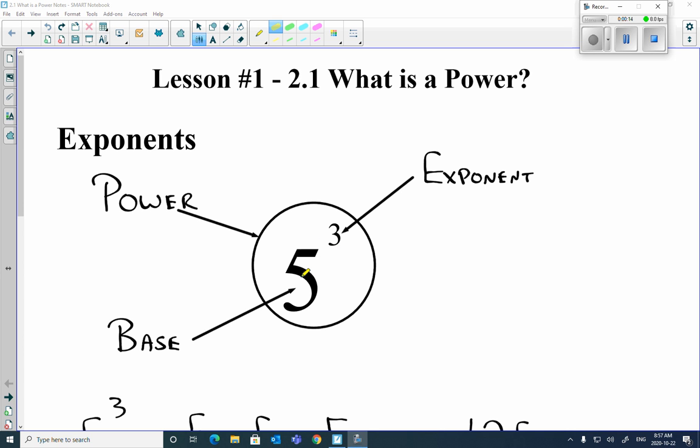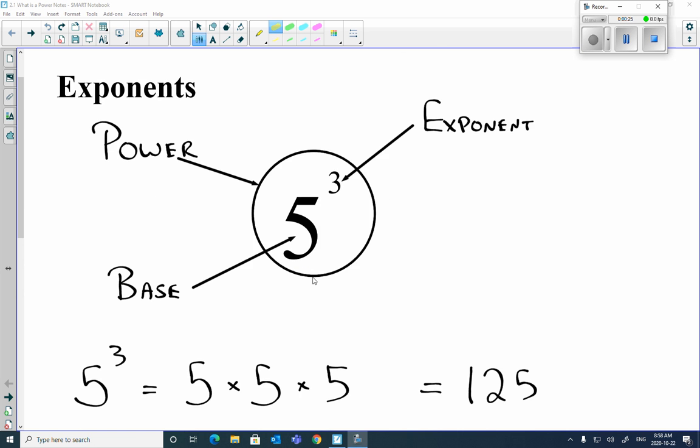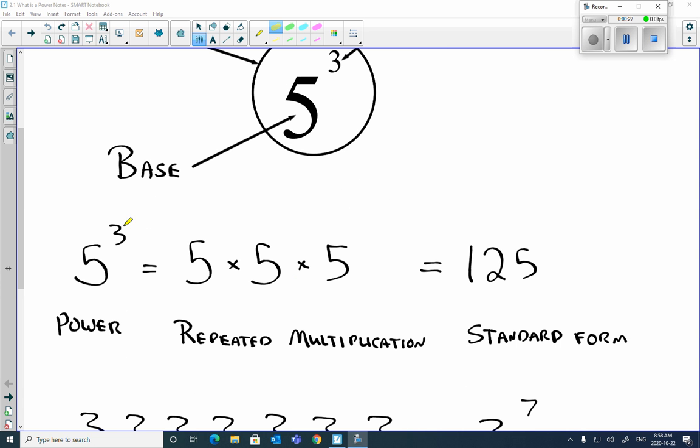So the 5, the bottom part, is the base. The 3 is the exponent, the upper little one here. And the whole thing together is the power. We often say "5 to the power 3," but it's really 5 to the exponent 3. The whole thing is the power. So what does 5 to the 3, or 5 with a 3 up here, mean?